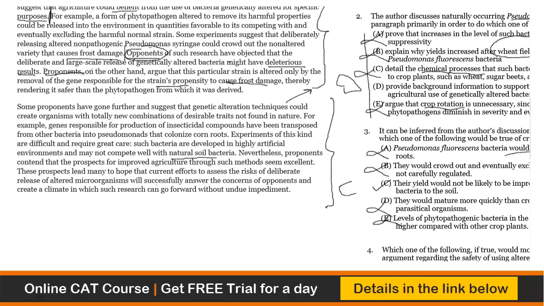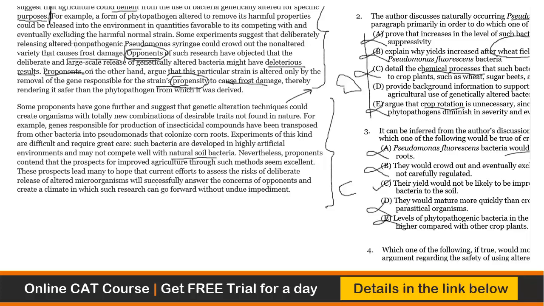So it says here that Pseudomonas syringae could crowd out the non-altered variety that causes frost damage. Opponents of such research have objected that the deliberate and large-scale release of genetically altered bacteria might have deleterious results. Proponents, on the other hand, argued that this particular strain is altered only by the removal of the gene responsible for the strain's propensity to cause frost damage. Propensity means inclination. So the point here is that some experiments suggest that deliberately releasing altered non-pathogenic Pseudomonas syringae could crowd out the non-altered variety that causes frost damage.